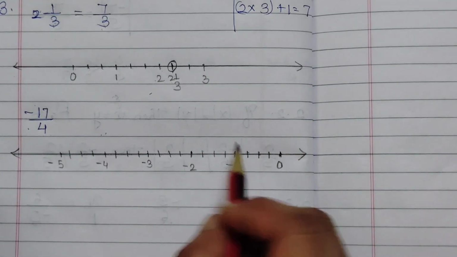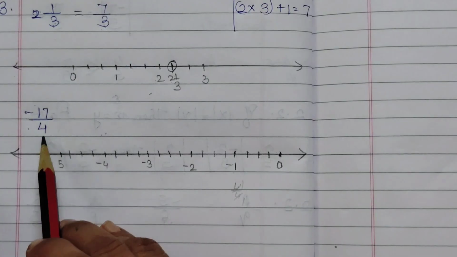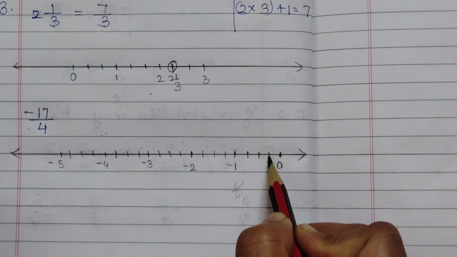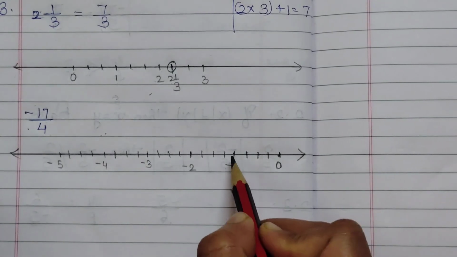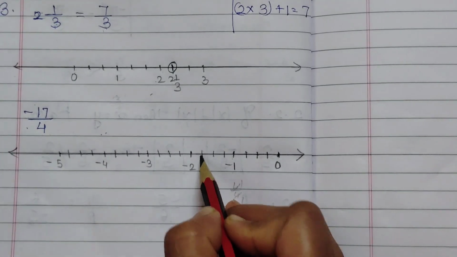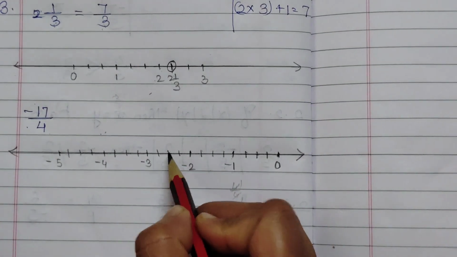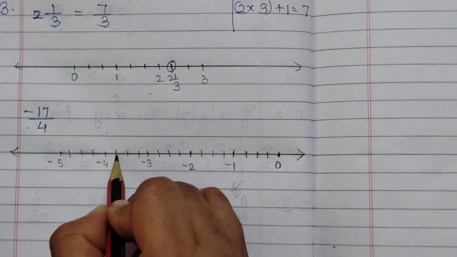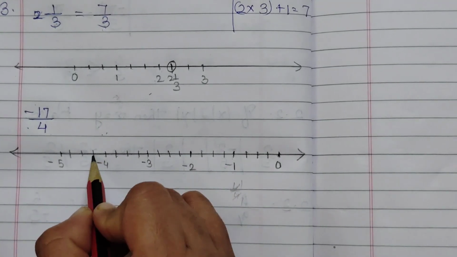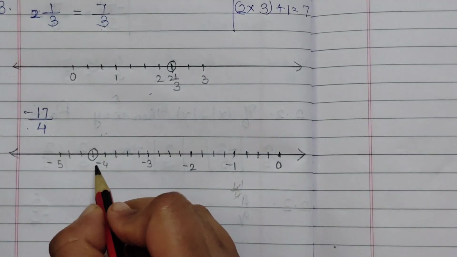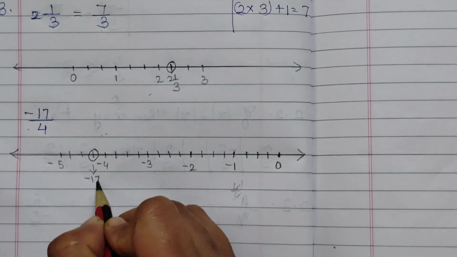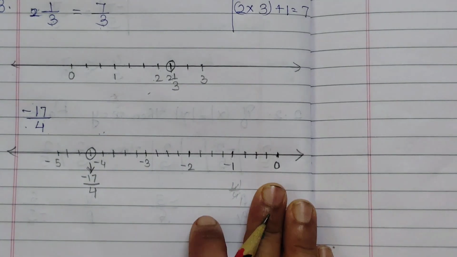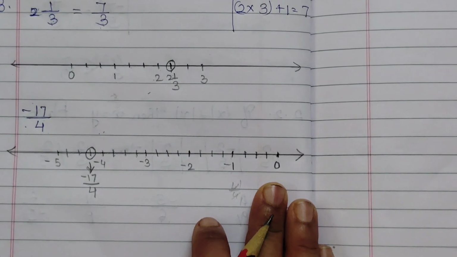Now I want minus 17 upon 4. So from here I will start counting till it comes 17 upon 4. This is 1 upon 4, 2 upon 4, 3 upon 4, 4 upon 4, 5 upon 4, 6 upon 4, 7 upon 4, 8 upon 4, 9 upon 4, 10 upon 4, 11 upon 4, 12 upon 4, 13 upon 4, 14 upon 4, 15 upon 4, 16 upon 4, 17 upon 4. Here I got it. Here you will write minus 17 upon 4. This is an arrow I have put. Minus 17 upon 4.